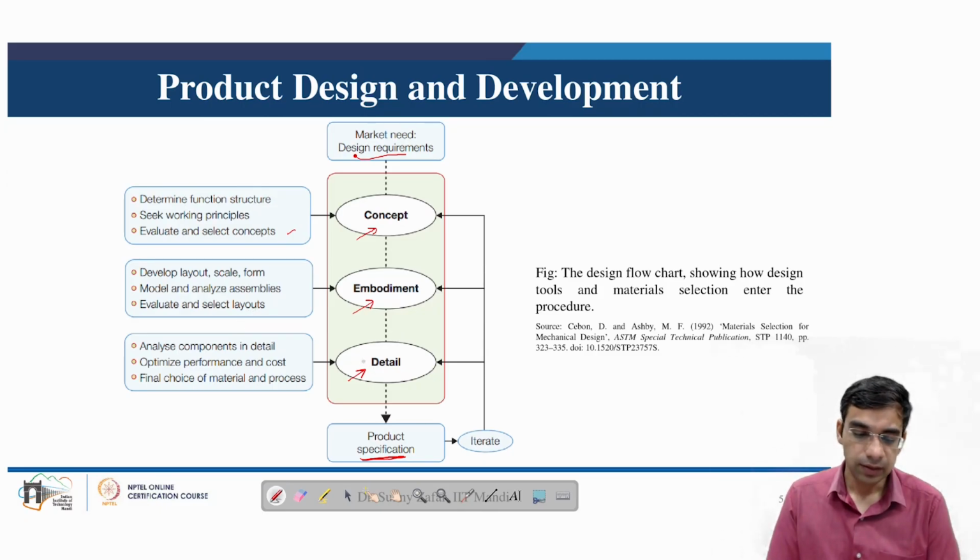Then in the detailed part, we analyze each component in detail. This analysis is done from the engineering standpoint as well as the economic standpoint. We optimize the performance and cost of the product by proper selection of material, selection of the manufacturing process. And then we also decide upon the final choice of materials, which will in turn decide the final choice or the route of manufacturing processes. So by going around this concept of product design, many of the products have been successfully developed and delivered to the customers.